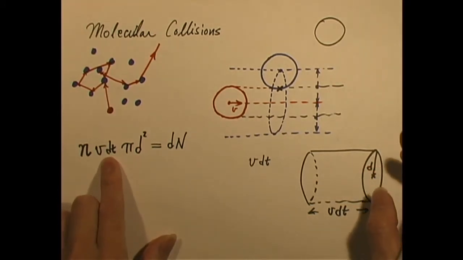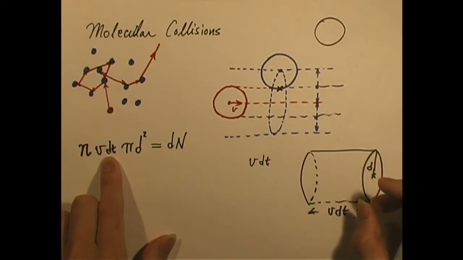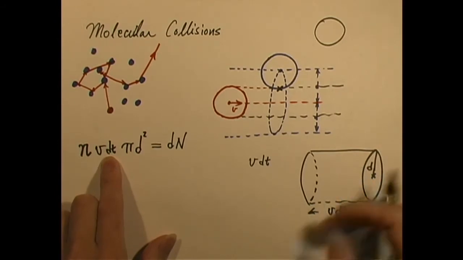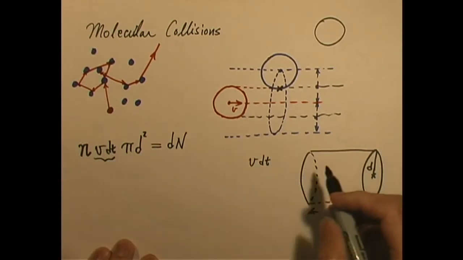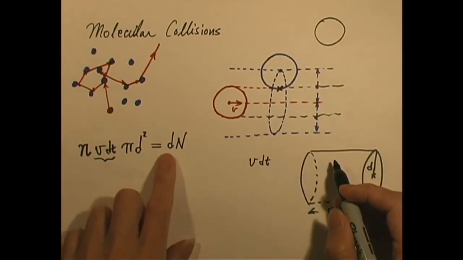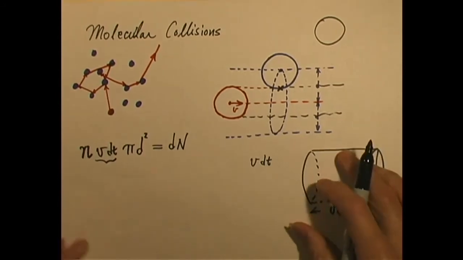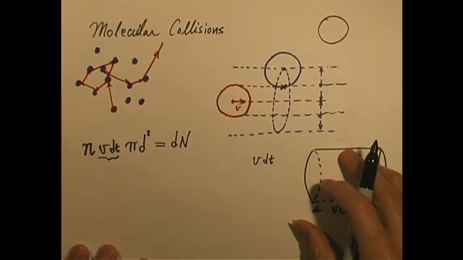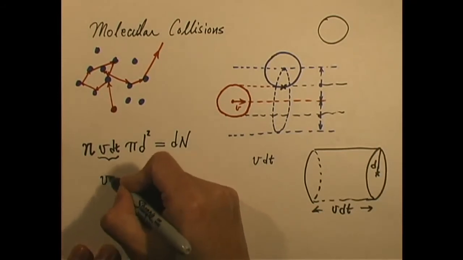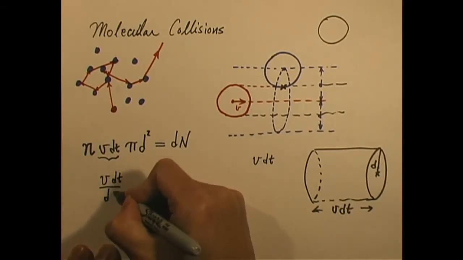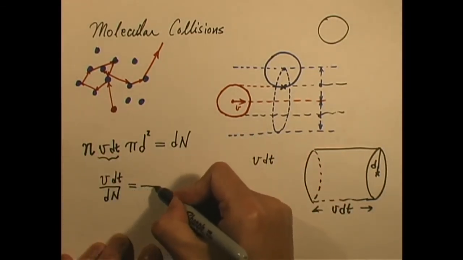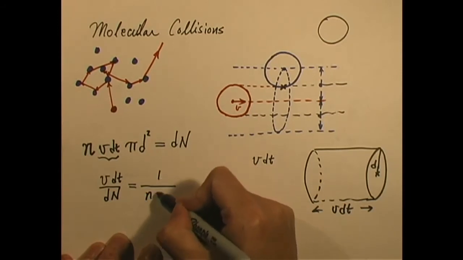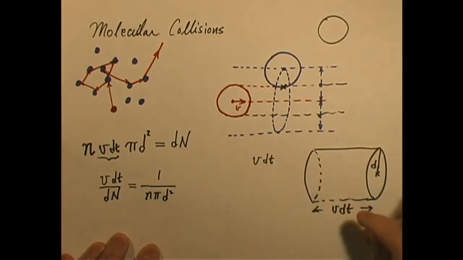So I want to know two things. One is, how far does this molecule travel before hitting another molecule on average? Well, it moves a distance v dt. During that time, it suffers dn collisions. So how far does it have to travel for one collision? That will be this total distance traveled divided by the number of collisions it encounters, right? So v dt divided by dn, and what is that equal to? If you work it out, you find it is 1 over n pi d squared.